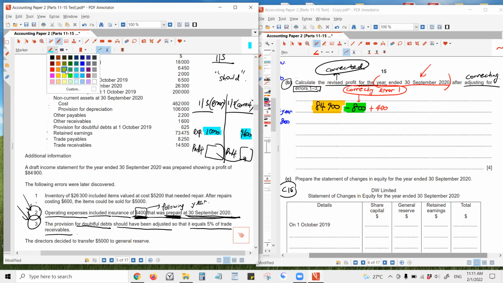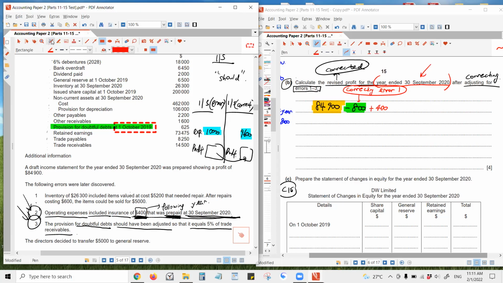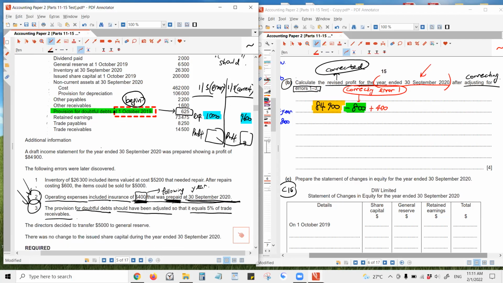So you see the list of items here. You have provision for doubtful debt. This is brought down from last year. You focus on the date. This is the beginning of the year for this year. This 625 must be brought down from the previous year. At the previous year end, you calculated the doubtful debt to be 625. And right now, you have to find the doubtful debt at the current year end. Then you see whether it has increased or dropped.